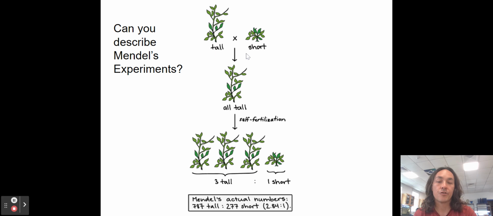And they needed a pure breeding short stock. And these always, always, always came out short. So this would be called the P generation. He then bred the tall and the short. He meticulously did this, transferring pollen between them, and he got all tall. This is the F1 generation. So it looks to him like the tall wins all the time.